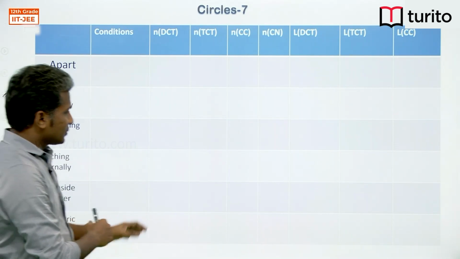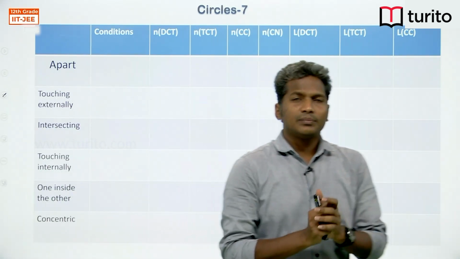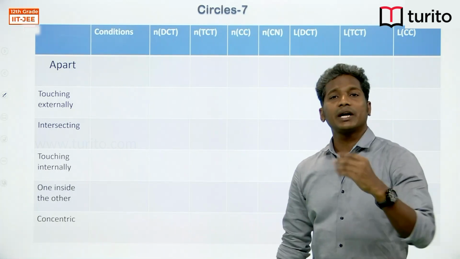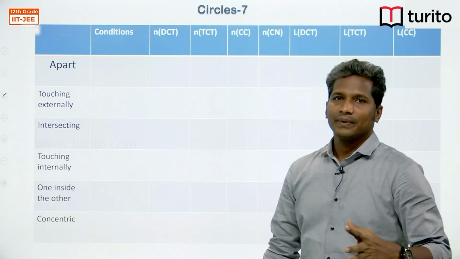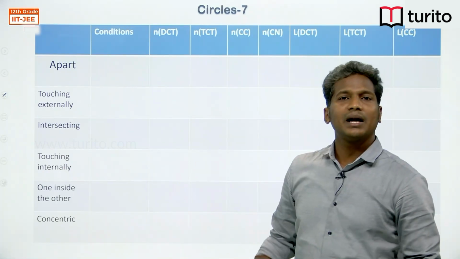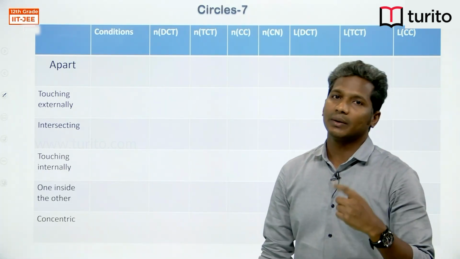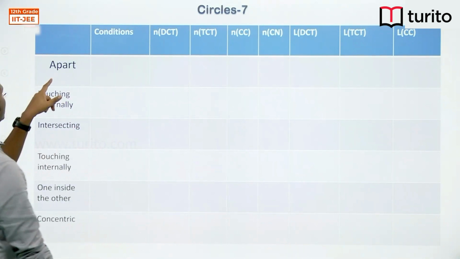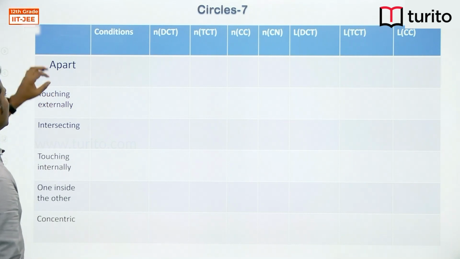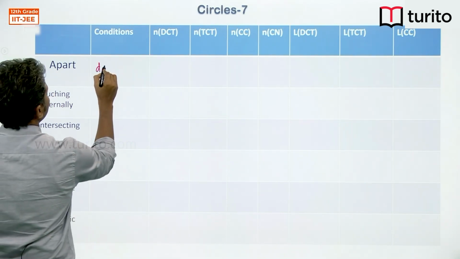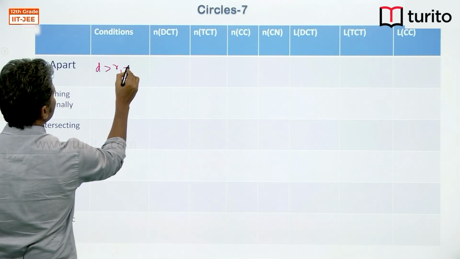Understand the way I am filling this table and try to make your own table. Do not take a snapshot, do not copy this, understand this and try to make your own so that you will remember it. So, the first case is apart: when circles are apart, the condition is D must be greater than R1 plus R2.